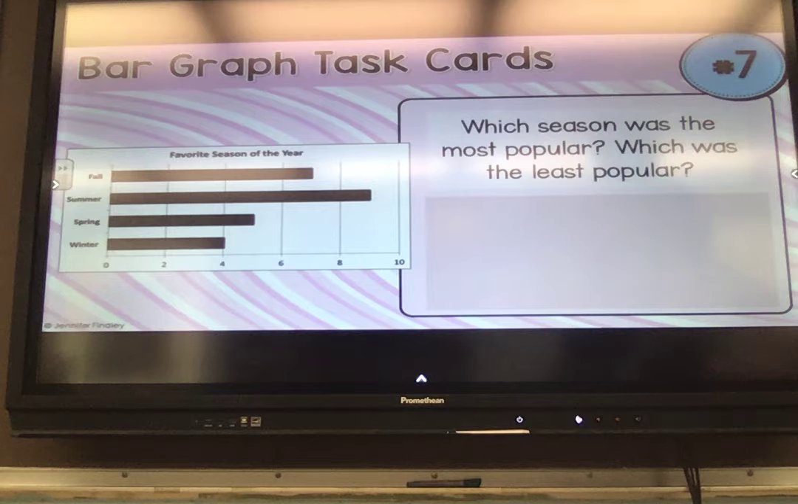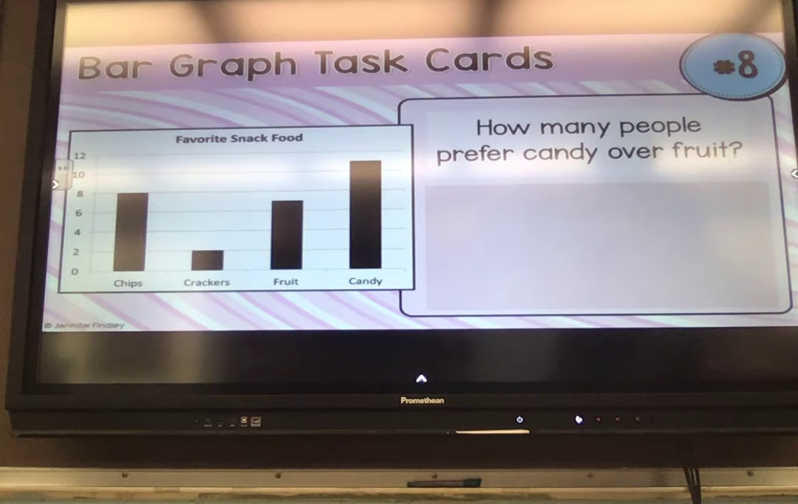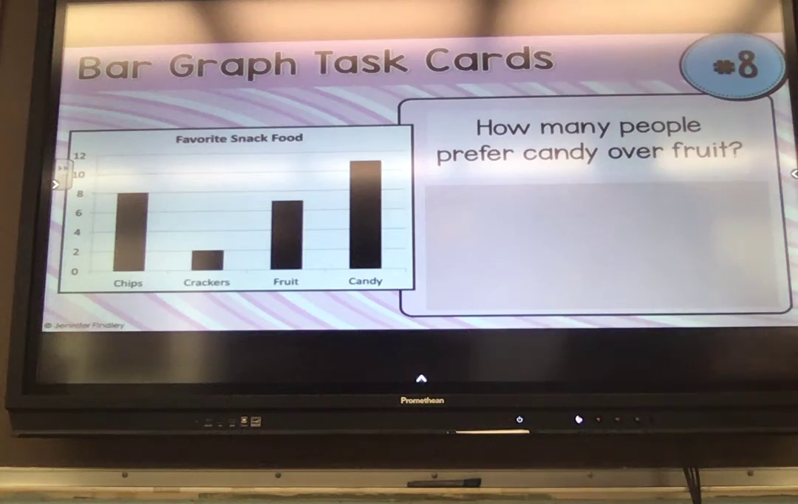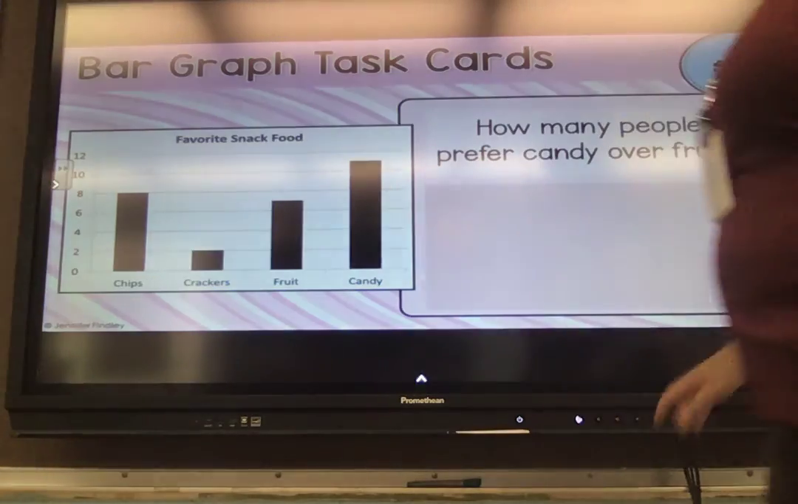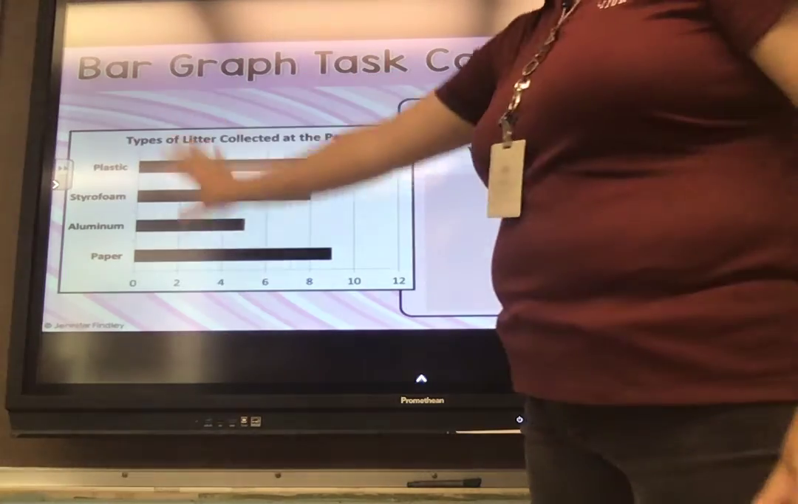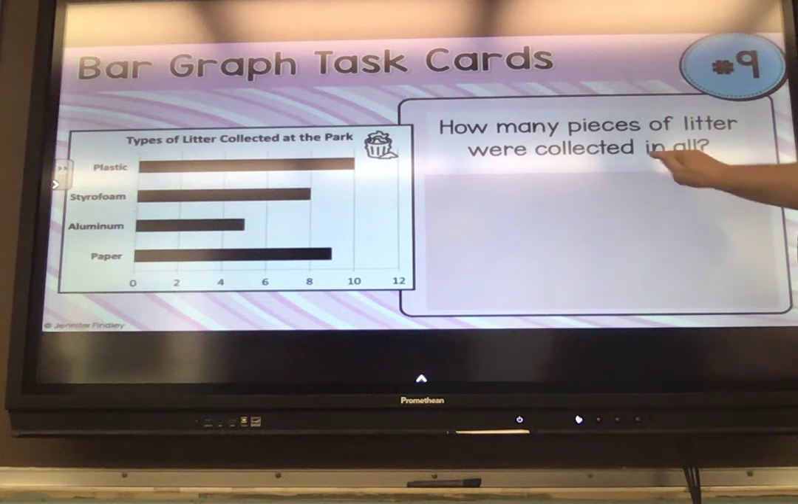7, which season was the most popular? That's pretty easy to figure out. Which one's the least? I think y'all can do that one. 8, how many people prefer candy over fruit? So we want to know the difference between candy and fruit. So that tells you what to do with those two numbers. How are they different? Gonna have to do some math. 9, how many pieces of litter were collected in all? That means we want all of them. We want everybody. That's like the other one we did. You're going to put all of your numbers together. In all, everybody.